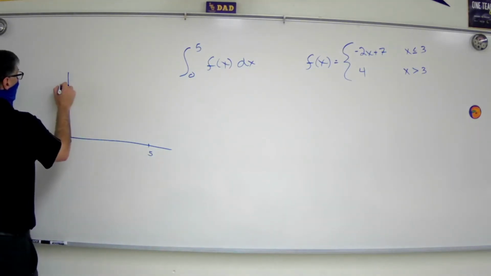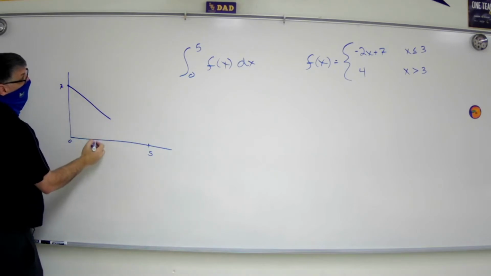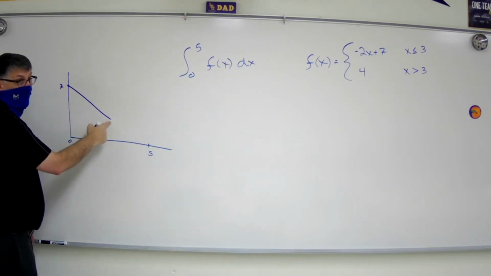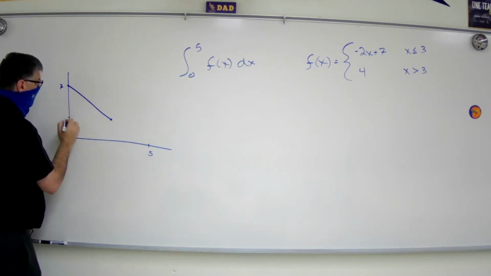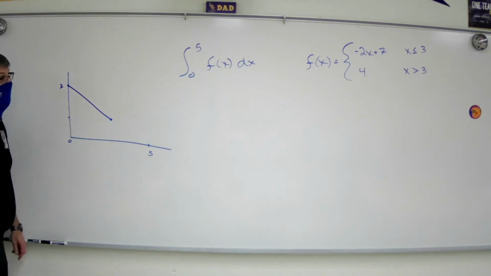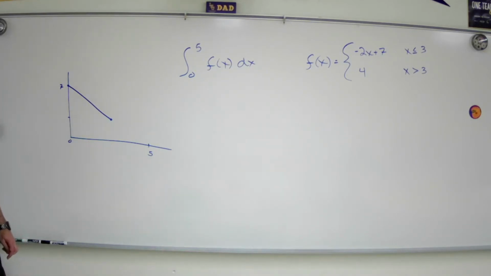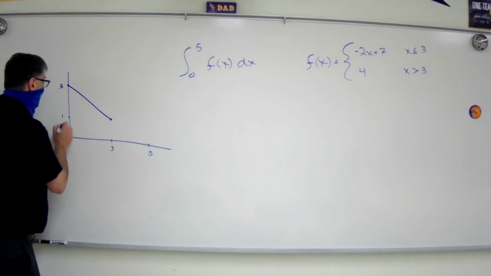All right, so here is 7. And we have a negative slope coming down. And it is going to be an open or closed dot. Closed dot. What is this value right here at that closed dot? It's 4. How did you figure that out? It's not 4. We know that this is 3, so this has to be 1, right?